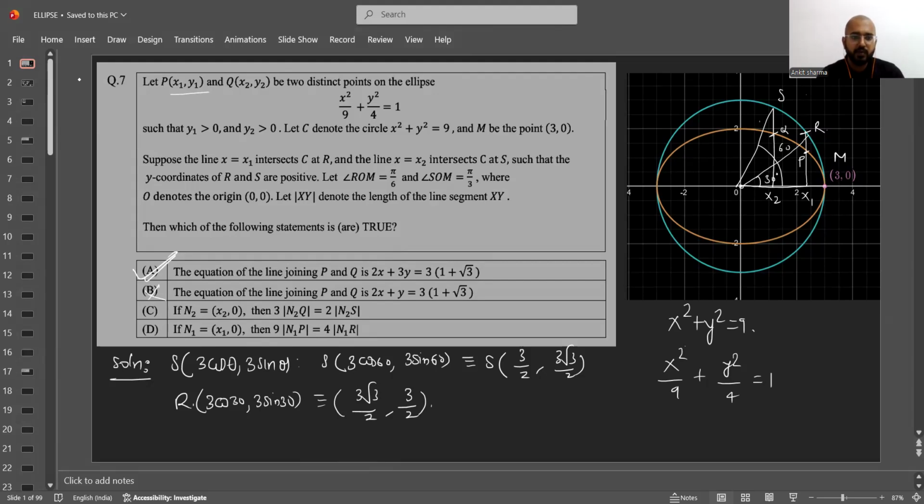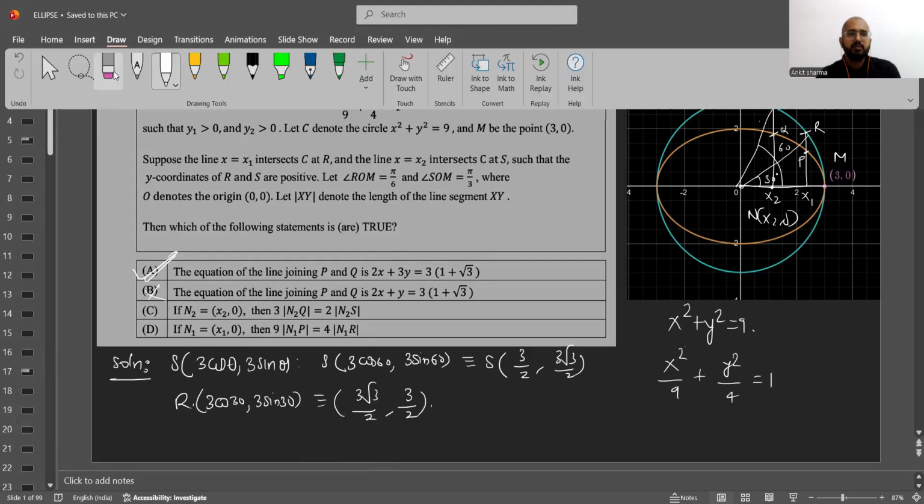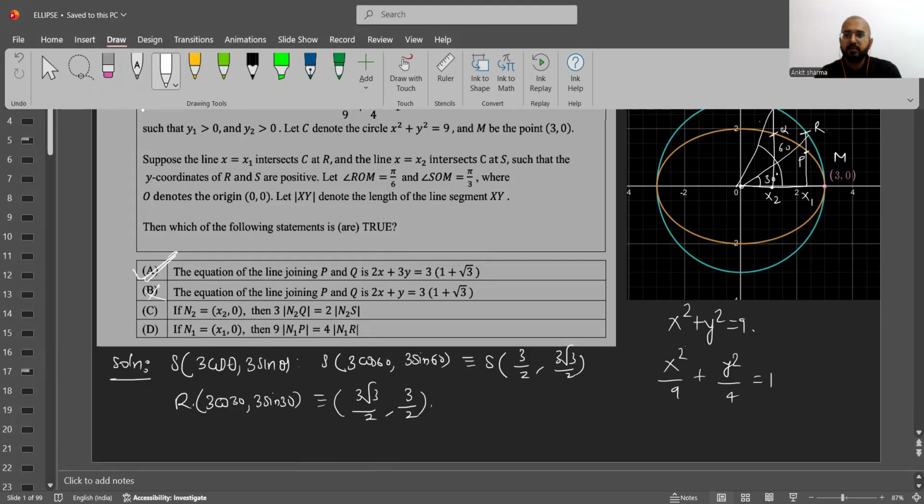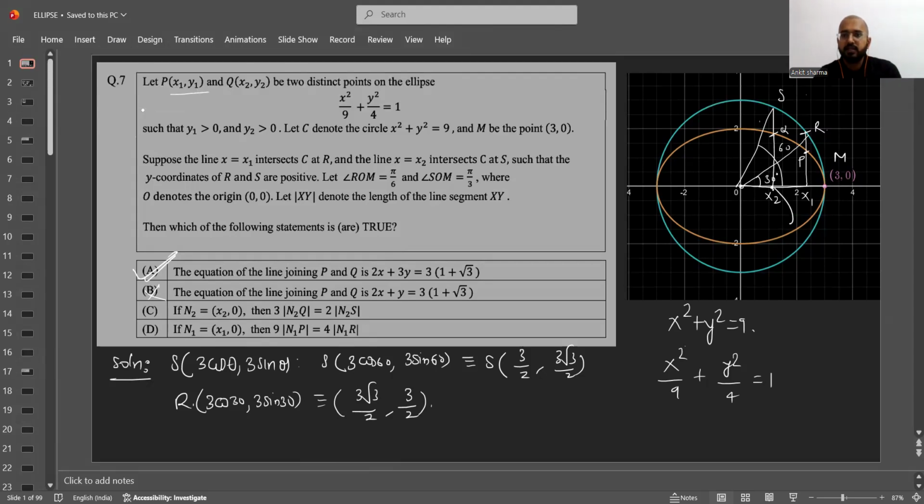Now we need to have here n2 is x2 comma 0. So x2 comma 0 is this point basically. That means this is my n2. That means n coordinates I know. So n coordinates are nothing but, if we just extend it further, x2 point n will be nothing but, see this point S I know. Point S is what? 3 by 2 comma 3 root 3 by 2. That means S2 is 3 by 2 comma 0 is n. That's my n2.